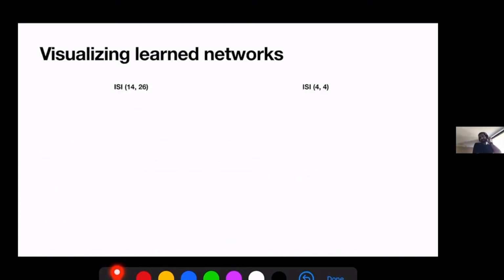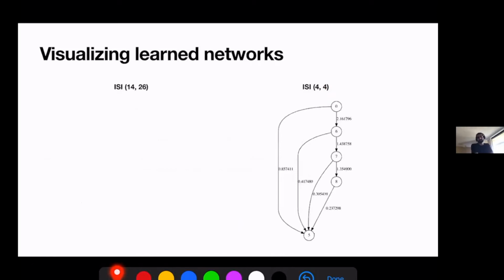So if you apply this algorithm on this simple task, it can learn to solve it perfectly. I'm not going to show you any learning curves, but I am going to show you the network that it learns at the end. So let's look at ISI 4.4, which means that the US happens 4 time steps after CS, and there is no stochasticity. The network that it learns, if you have this problem, is something like this. And this is in fact the most compact network you can learn to solve this task.